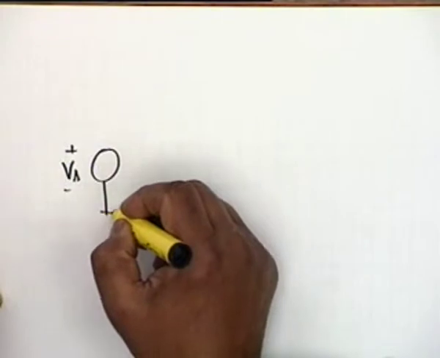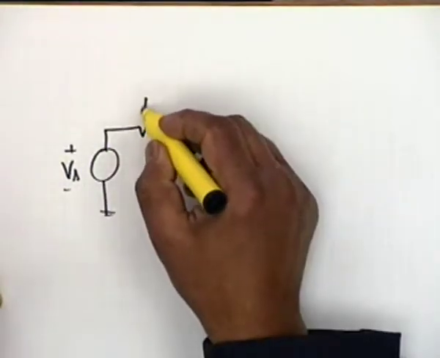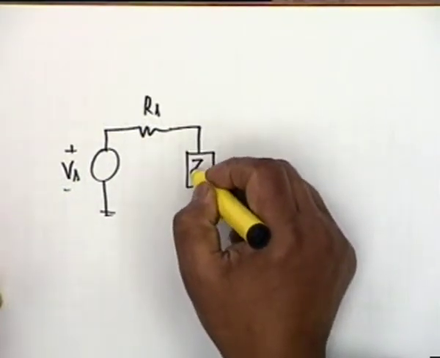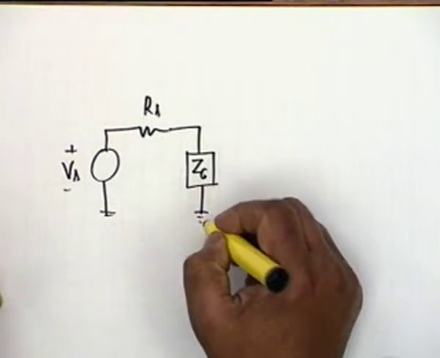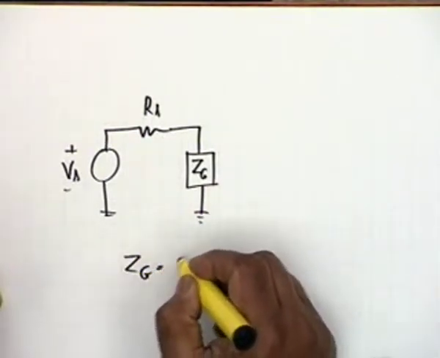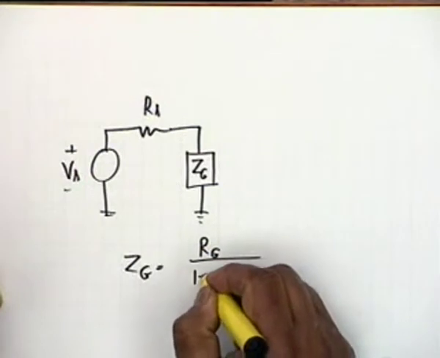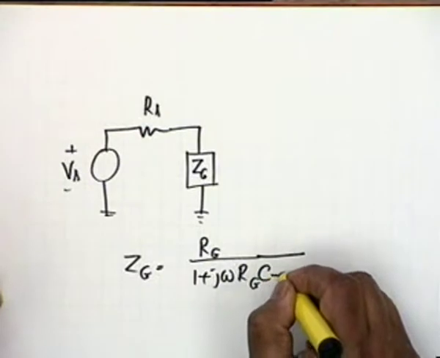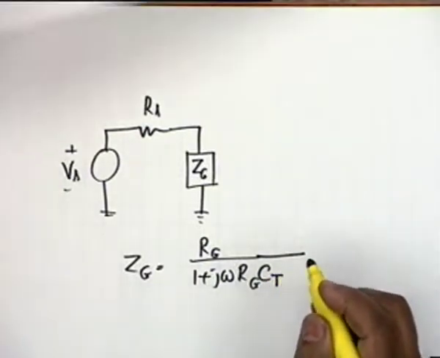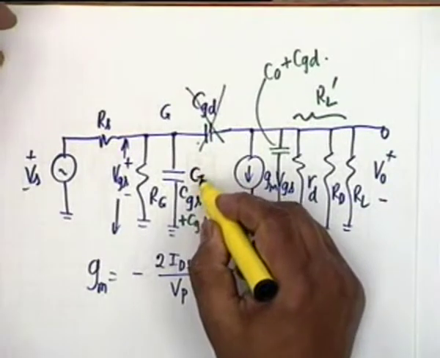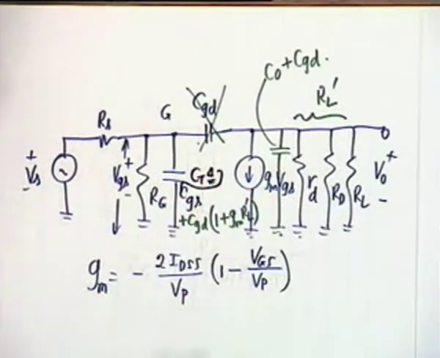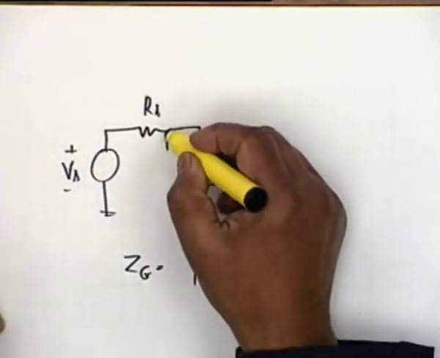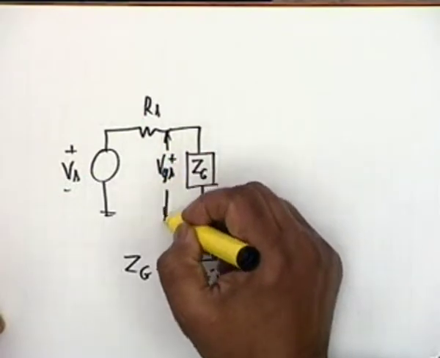VS, RS, why don't we draw this as a ZG? What is ZG? It is RG divided by 1 plus j omega RG multiplied by CT. Once again, this total capacitance, I shall denote this by CT, is equal to CGS plus CGD 1 plus GMRL prime.